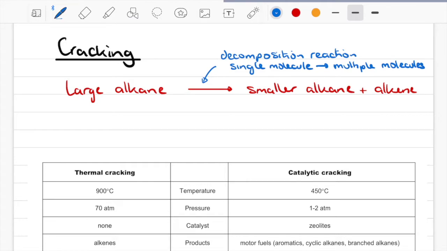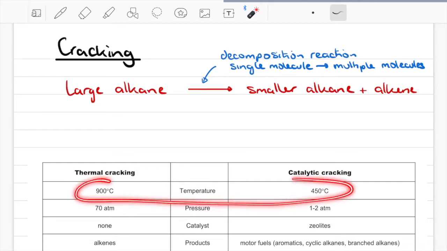When you look at the table below, it's got two types of cracking, thermal and catalytic. Both of them actually involve high temperatures. So arguably, they're both thermal decomposition reactions, but really the important bit is the decomposition bit.